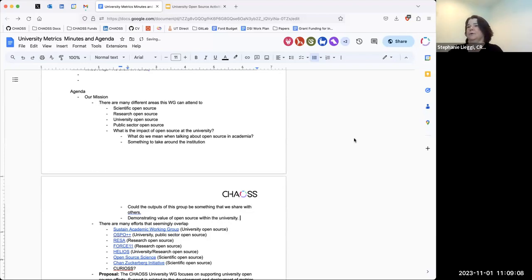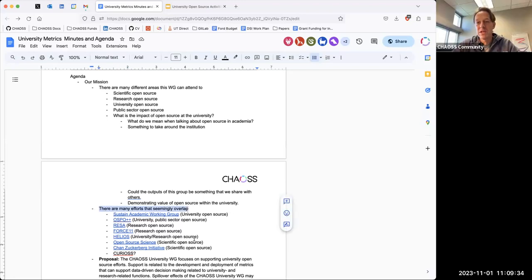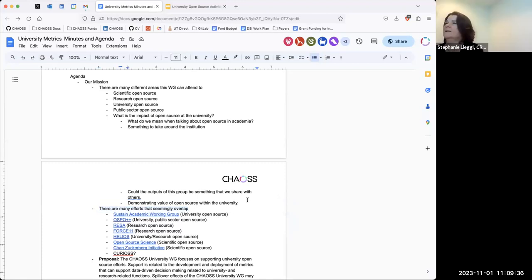Okay. Not to add another group, because there's already all of them there. But I'm not sure everyone's aware of the group that's looking at open source in tech transfer, that's meeting about once a month now. Could you add that to the list down here, the many efforts that seemingly overlap list? I'm trying to remember what our exact name is. Andrew Wickman was the one who kind of got that thing started. Yeah, I know what you're talking about.